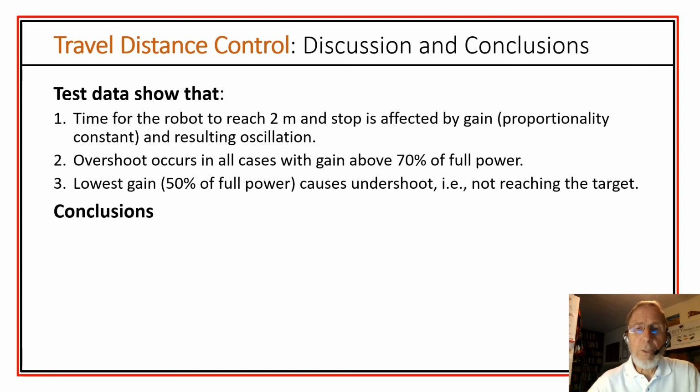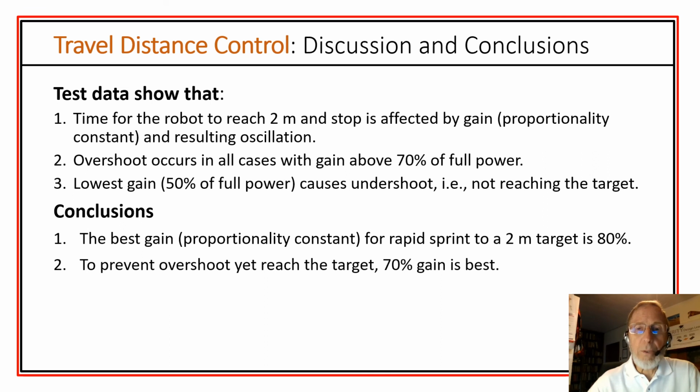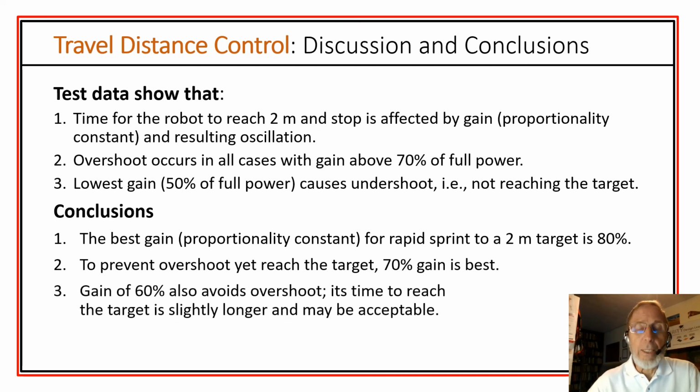So conclusions we draw from this information are, number one, the best gain, or proportionality constant, for a rapid sprint to a 2-meter target is 80%. To prevent overshoot, yet reach the target, 70% gain is best. So it will just get there a little bit slower, but it won't overshoot. A gain of 60% also avoids overshoot. Its time to reach a target is slightly longer, and that may also be acceptable.